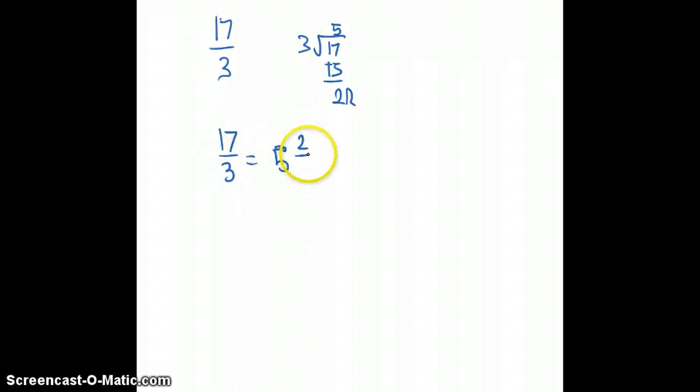If we take the fraction 17 over 3, we know if you write it in long division format, it would be 3 outside 17, causing a whole number of 5 and a remainder of 2. That means we write 17 over 3 as 5 2/3.